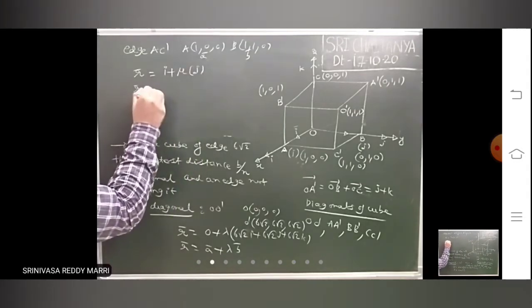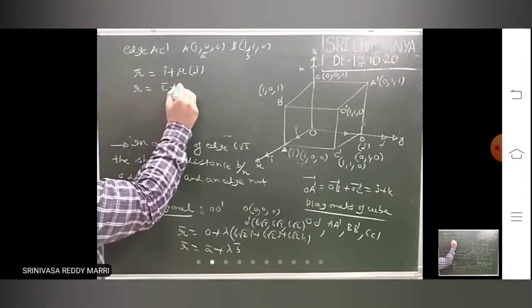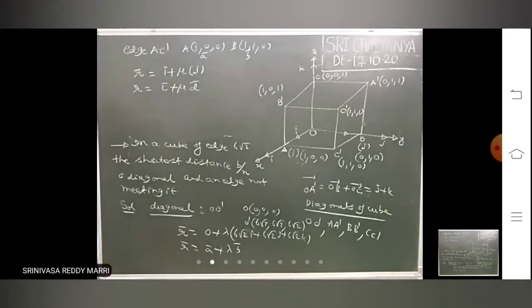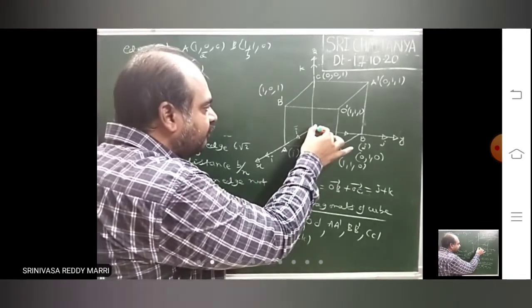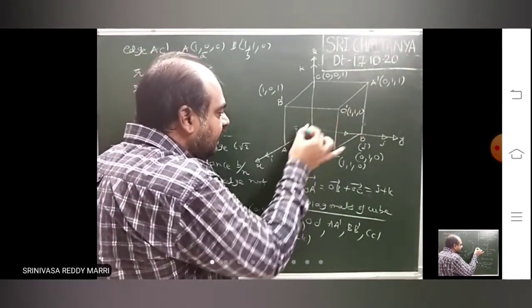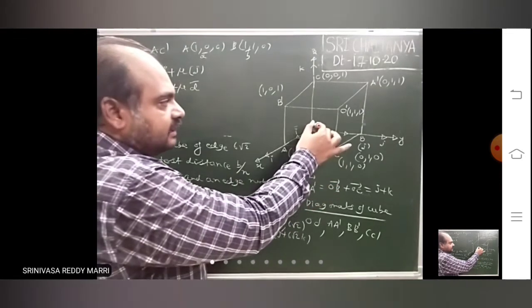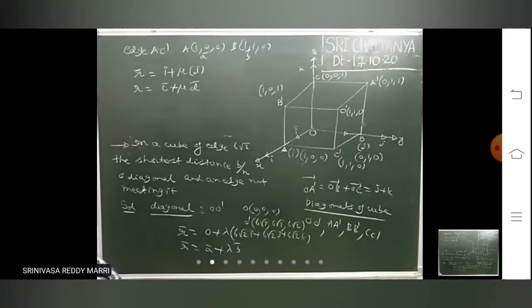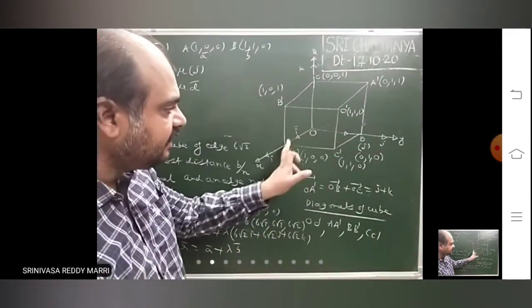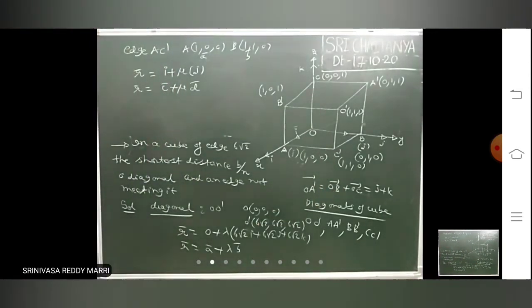So this is another line. So this is C bar plus mu into D bar. Now look at these two are skew lines. Skew lines means what? OO dash this line and AC dash will not intersect. They will not lie in one plane. They will not intersect, neither intersect nor parallel. OO dash line and AC dash line, they are non-coplanar, non-intersecting lines.